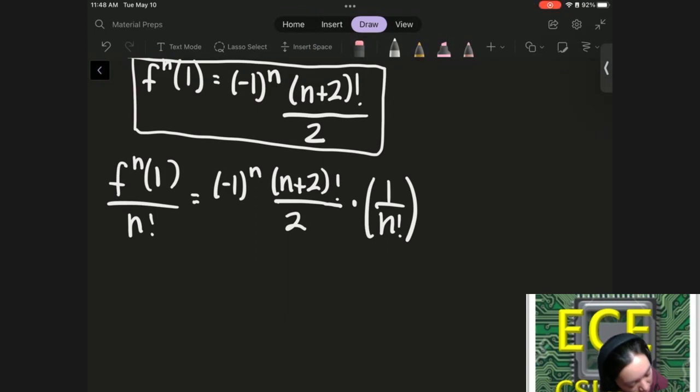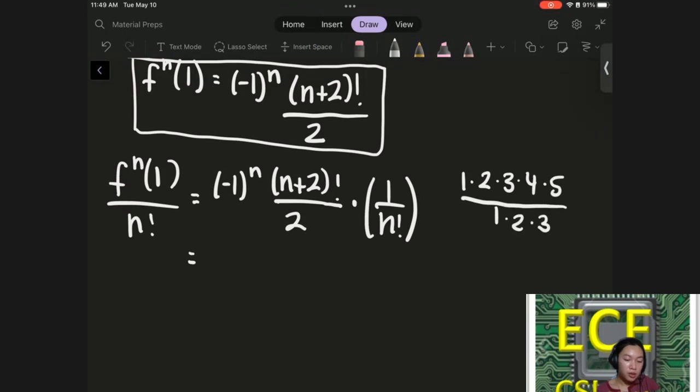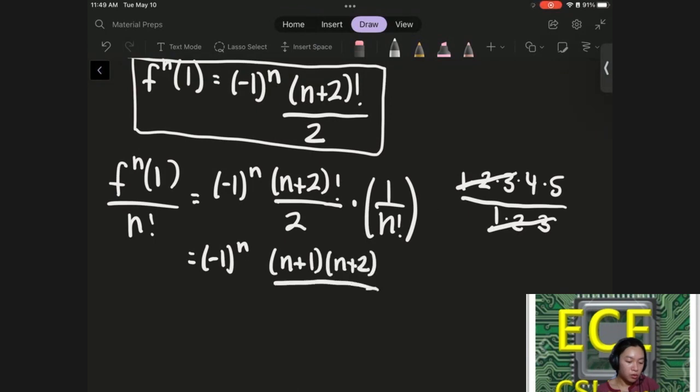Well, if you look closely, you have n plus 2 factorial on top and n factorial on the bottom. And so let's say n is 3. So the top would be 1 times 2 times 3 times 4 times 5 because it's plus 2. And the bottom will be 1 times 2 times 3. And so this would always cancel, leaving 4 and 5. And so this simplifies to n times n plus 1 times n plus 2 all over 2.